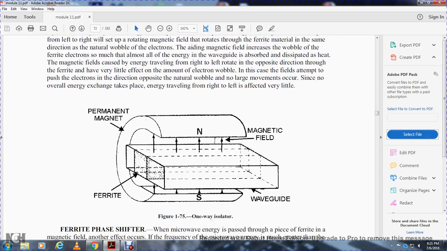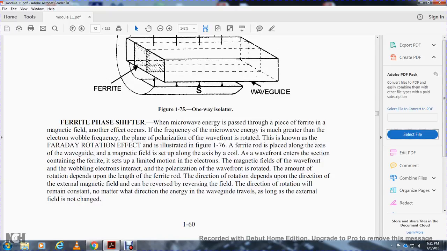Permanent magnet ferrite, the magnetic field of the waveguide. Alright, ferrite phase shift of the wave. When the microwave energy is passed through a piece of ferrite with a magnetic field, another effect occurs. The frequency of the microwave energy becomes much greater than the electron wobble frequency. The plane of polarization of the wavefront is rotated. This is known as the Faraday rotation effect.